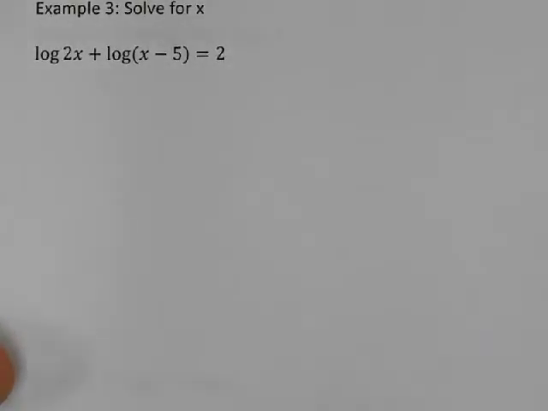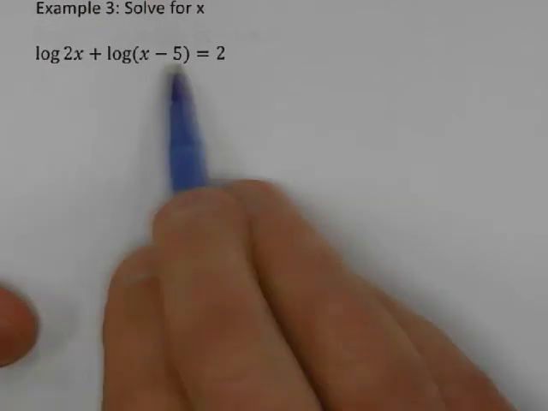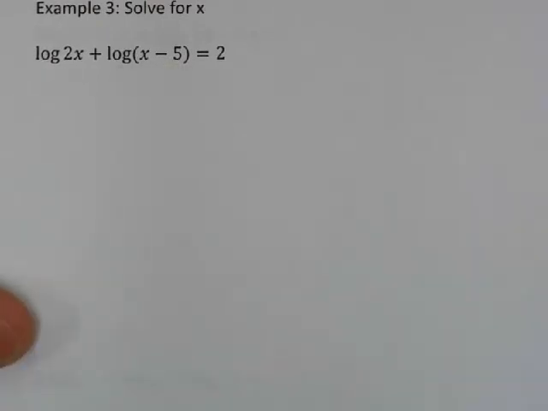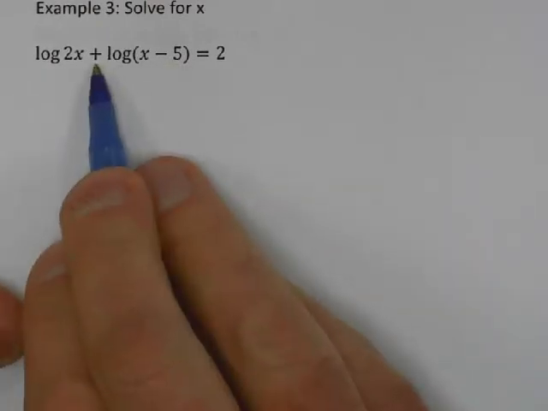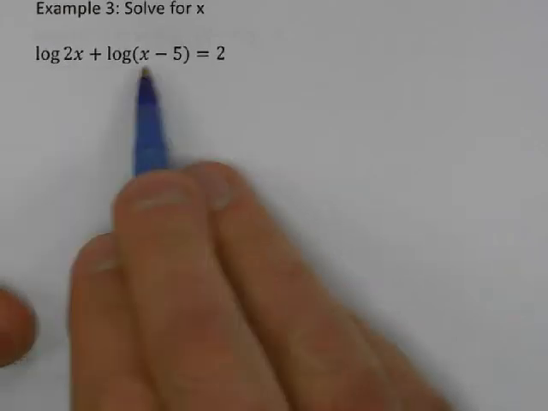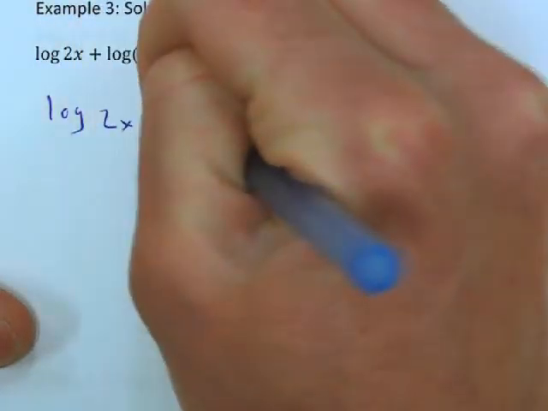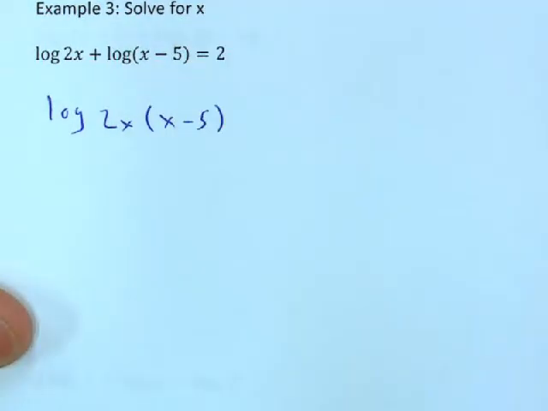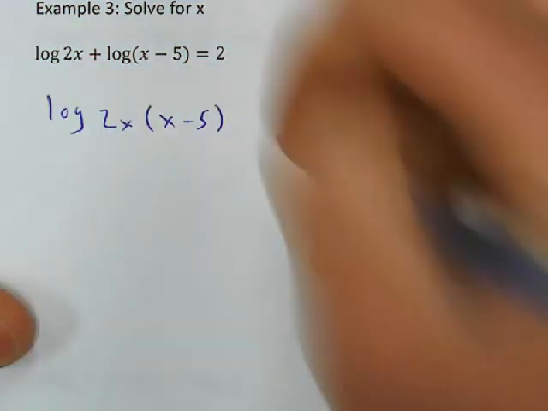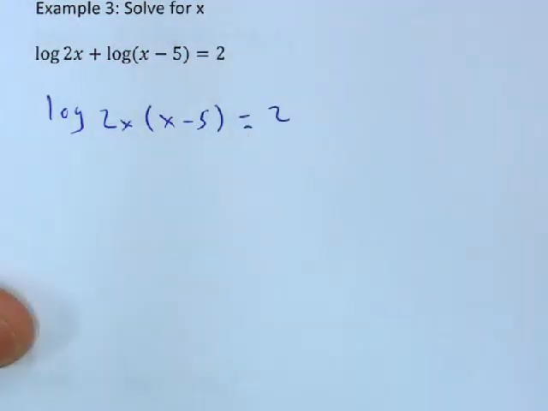Well, like it says on the front page of the notes, we solve that by putting it in exponential notation. But before I can do that, I have to combine these two logs here. Just like the last one, since I'm adding these two logs, I want to multiply 2x and x minus 5. And that's going to be, and we'll show our work here, the log of 2x times x minus 5. And then it's base 10, and we don't need to write the 10, equals 2.